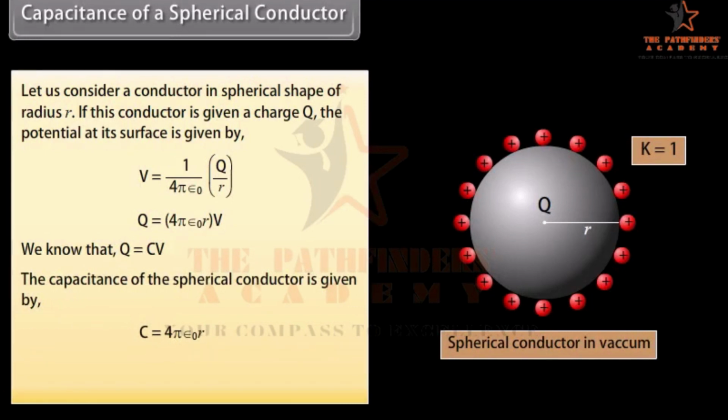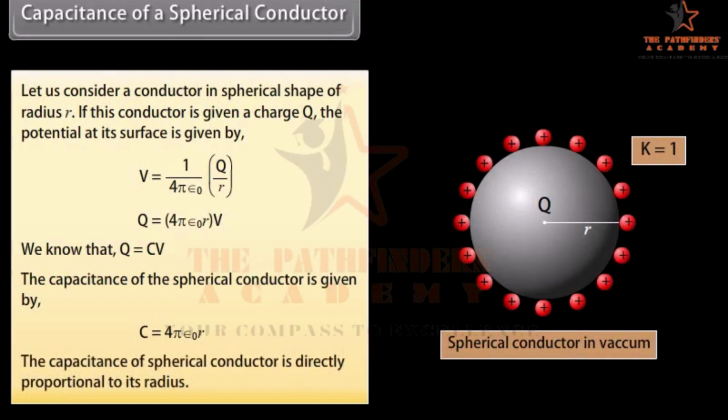This relation shows that the capacitance of a spherical conductor is directly proportional to its radius. Larger the radius, larger will be its capacitance. This expression is true for the conductor placed in air or vacuum.